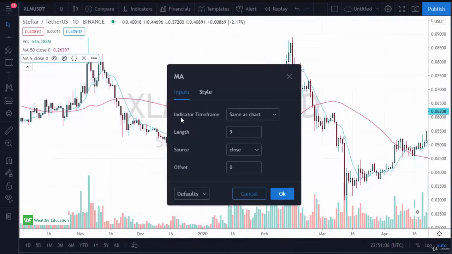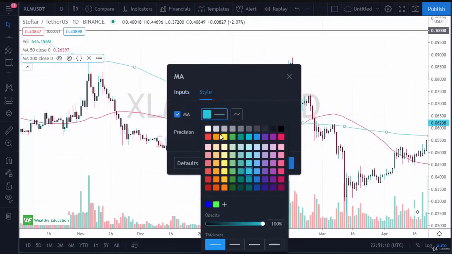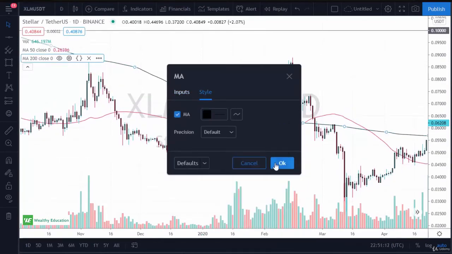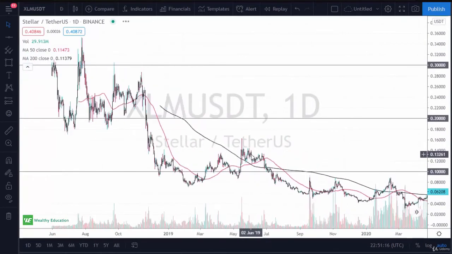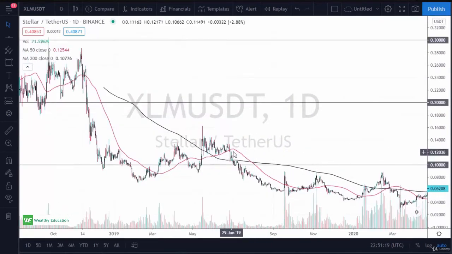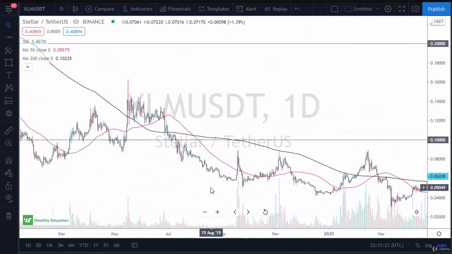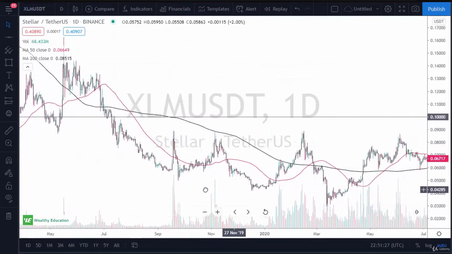I don't know that we have enough history on this chart, quite frankly, to make the 200-day as useful. You could see that there was a golden cross and then a death cross. So it was kind of whippy, but the death cross certainly worked out.